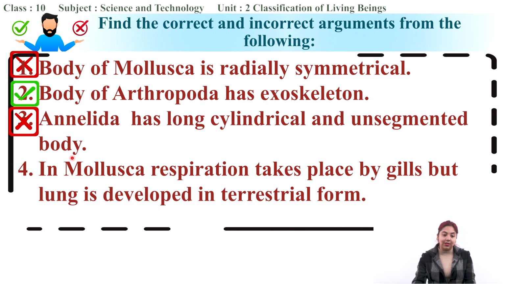Now the fourth argument is, in mollusca, the respiration takes place by gills, but lungs are developed in terrestrial forms. Is this correct? In case of mollusca, the aquatic organisms have gills through which they exchange gases. But if it is a terrestrial form such as snail and slug, a sac-like lung is developed, that we just studied. So the fourth argument is correct, because respiration usually takes place by gills in the aquatic form, and in terrestrial form, lungs are developed.